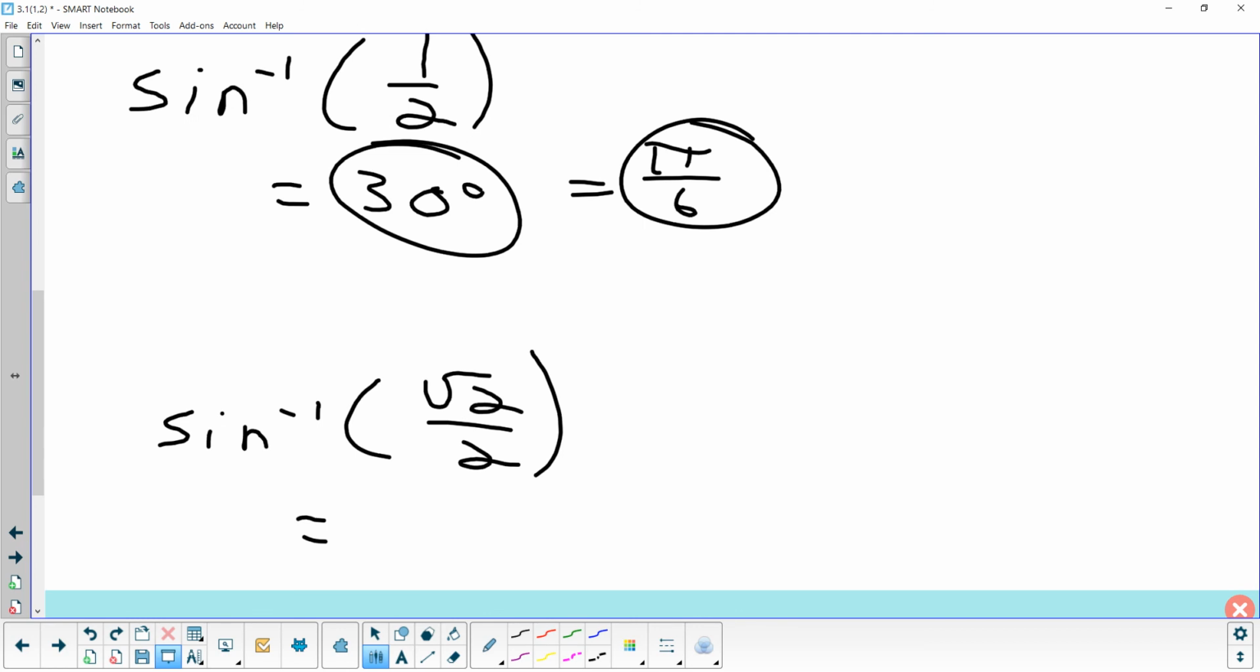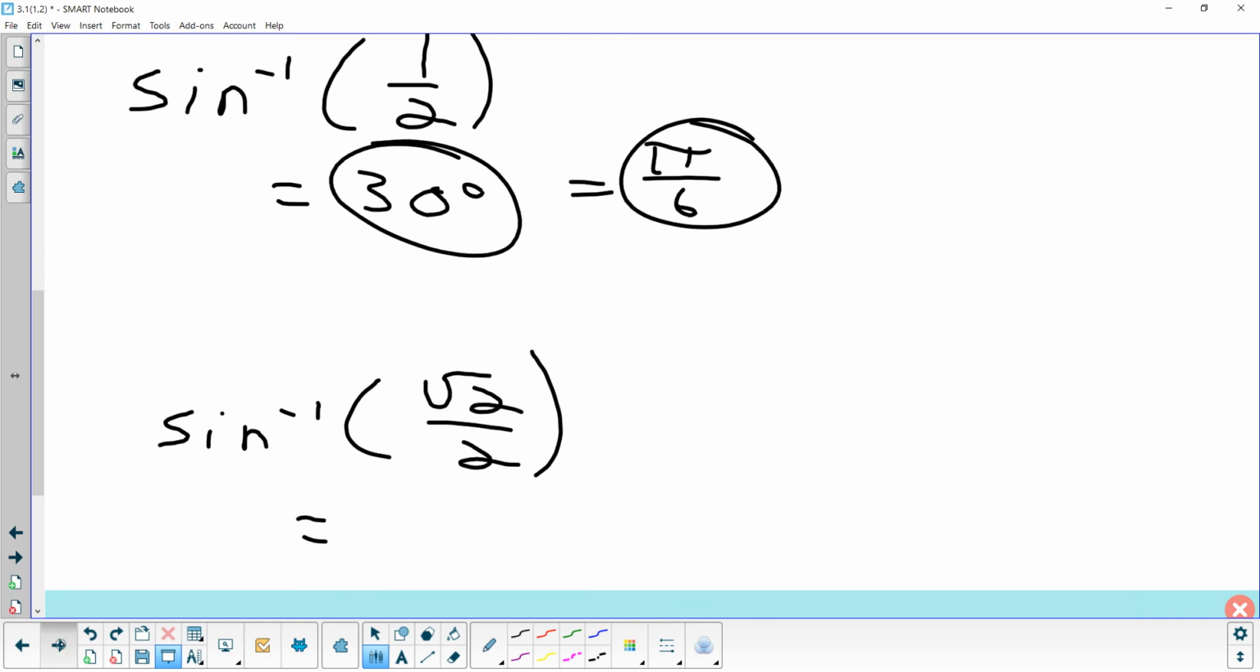All right, let's do this one. Inverse sine of root 2 over 2. Anybody remember when you had square root of 2, what the angle had to be a multiple of? Yep, 45. So this is going to be a multiple of 45. Could be 45, 135, 225, 315. But remember, we have to be between negative 90 and 90.